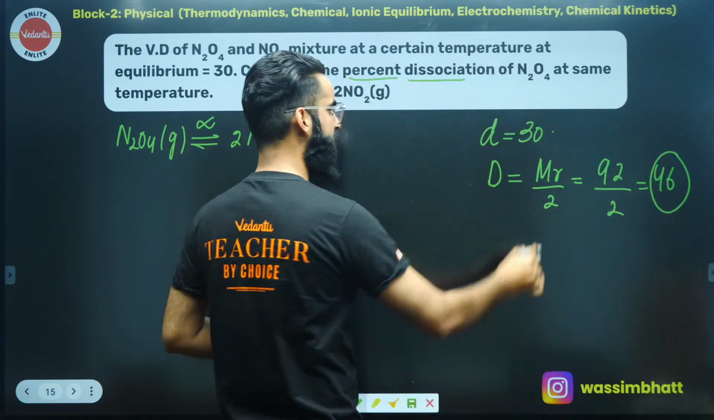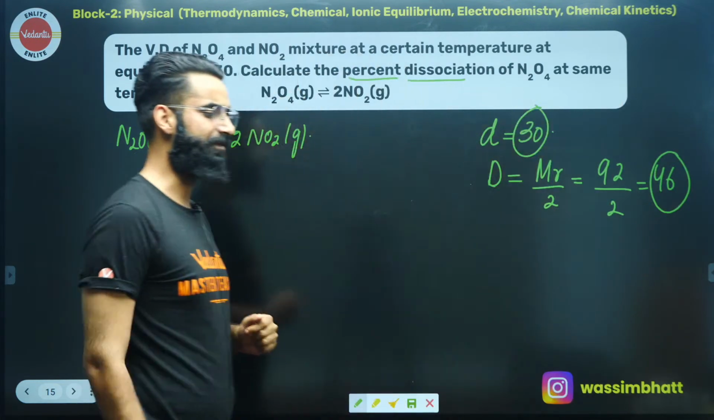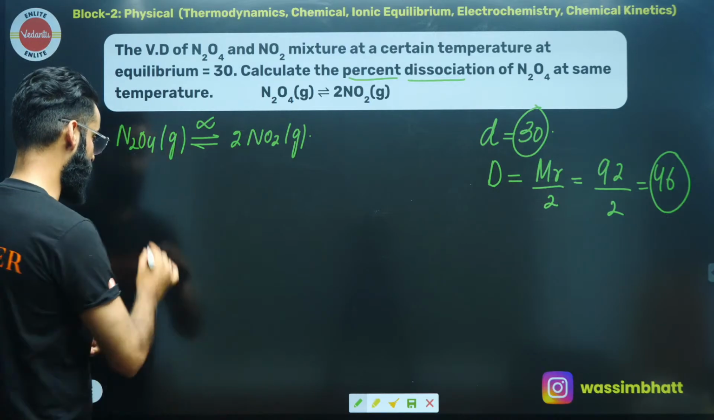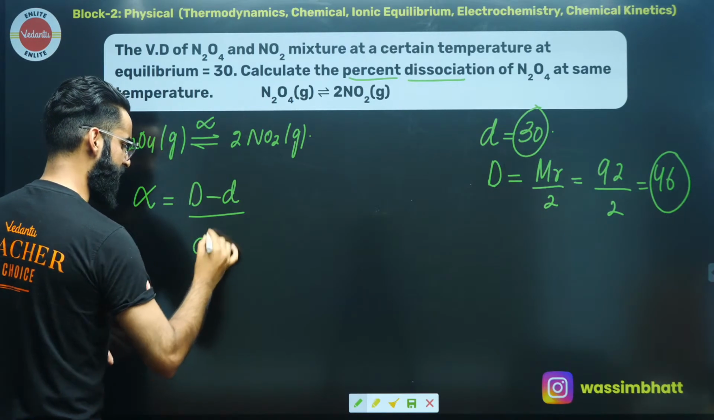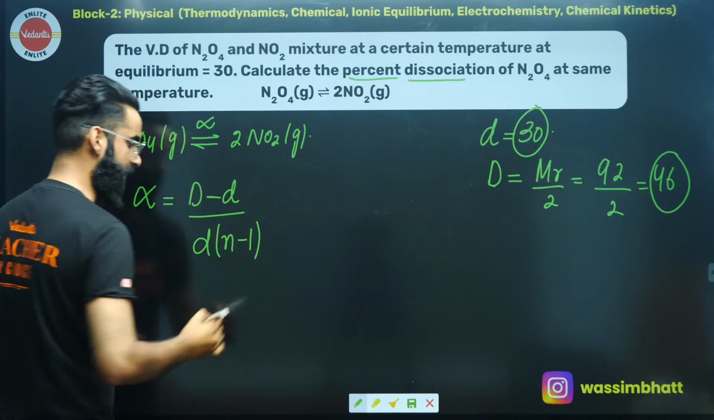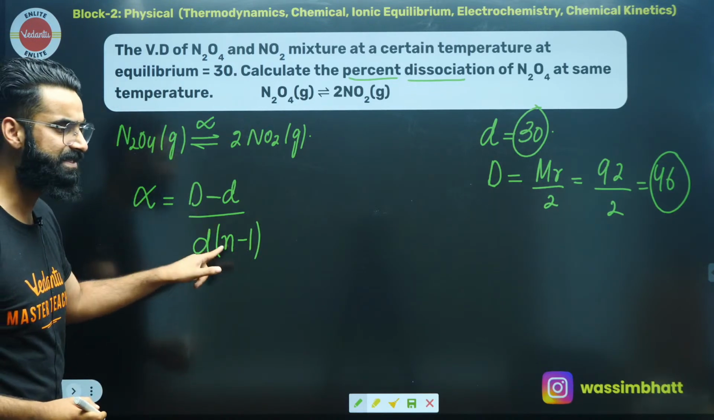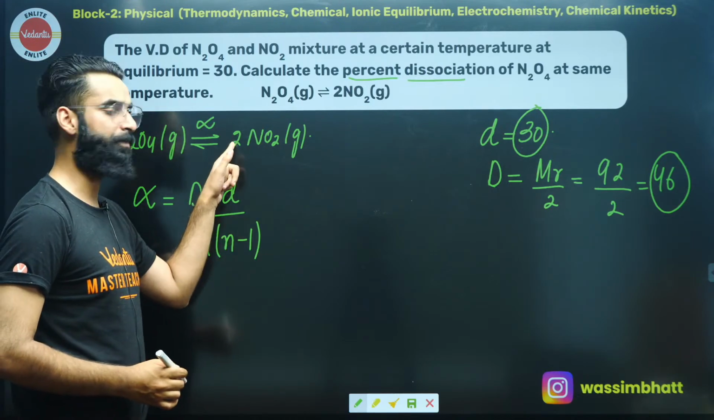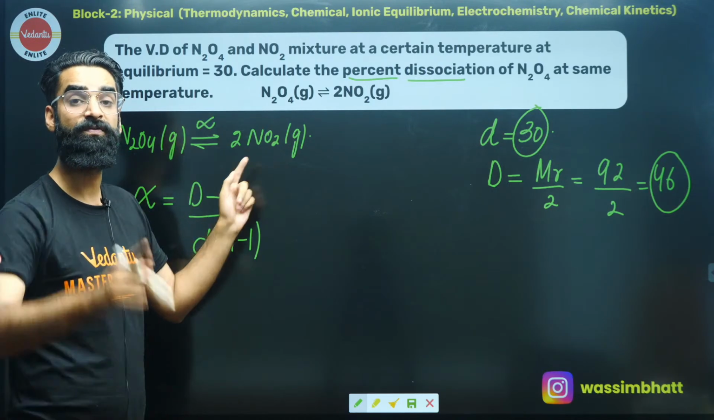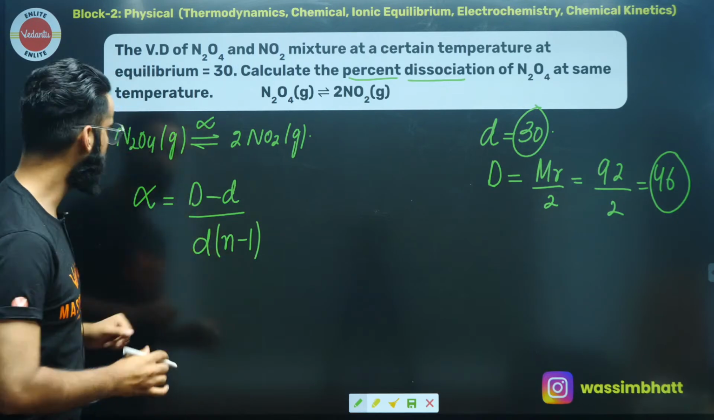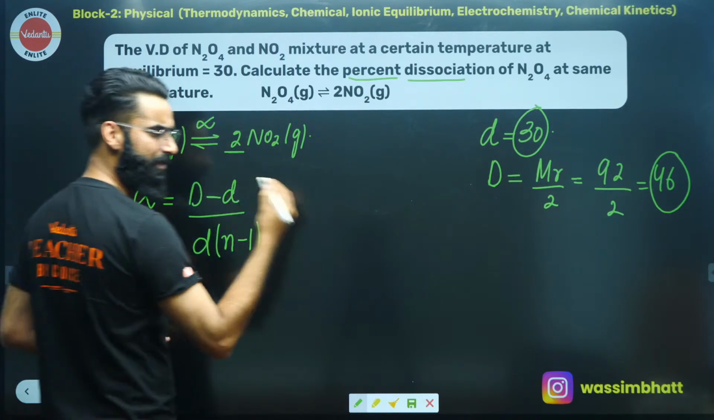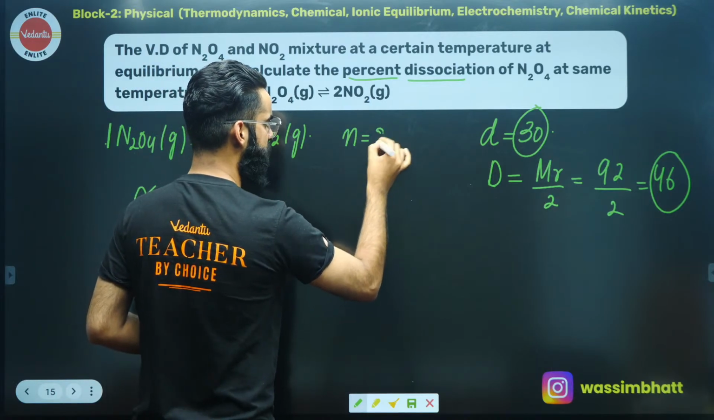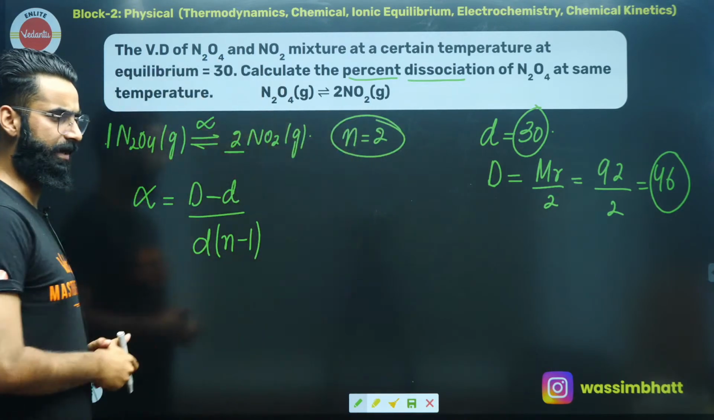So you got the capital D, you got the small d. Now I'm going to give you one expression. I'm sure every one of you would have studied this expression. Alpha is equal to capital D minus small d divided by small d multiplied by n minus 1. What is this n over here? N stands for number of moles of products which are furnished from 1 mole of reactant. Have a look. From 1 mole of reactant, how many moles of products are produced? 2. So I must say n value over here is going to be 2.